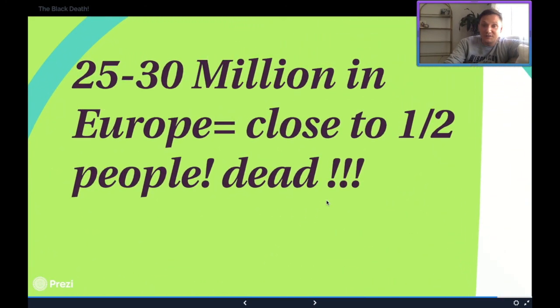So also you're going to see, this is a really, really big one, 25 to 30 million people in Europe. That's close to 50% are going to be dead, right? We believe it's anywhere from 30% to 50% of all the people in Europe died.